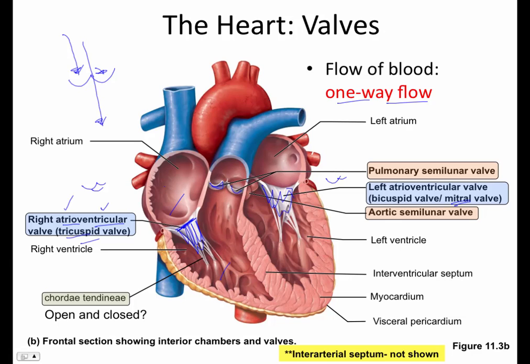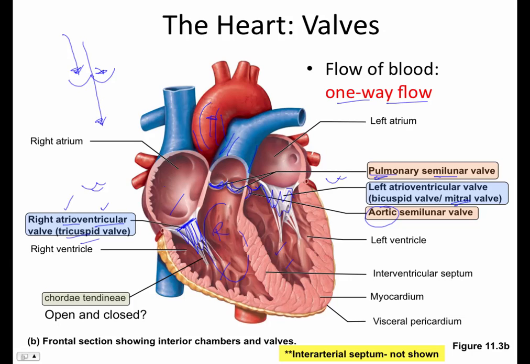Now the second category of valves we have are the semilunar valves, and the semilunar valves are going to separate our ventricles from either a pulmonary trunk or our aorta. And so pulmonary semilunar valve is going to separate our right ventricle from our pulmonary trunk, so it's going to go towards our lungs. That's how we know it's pulmonary semilunar valve. And then down here we have aortic semilunar valve, being the separation between our left ventricle and our aorta. And once again, key term, we're going towards our aorta.